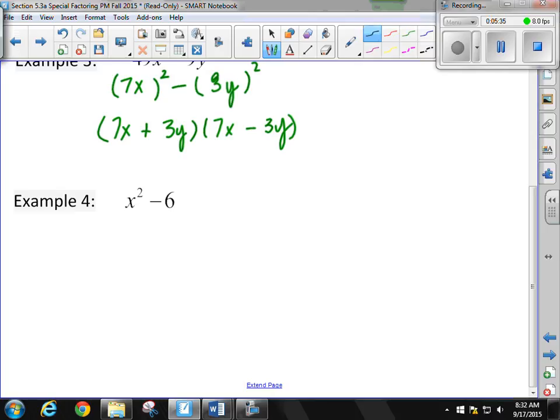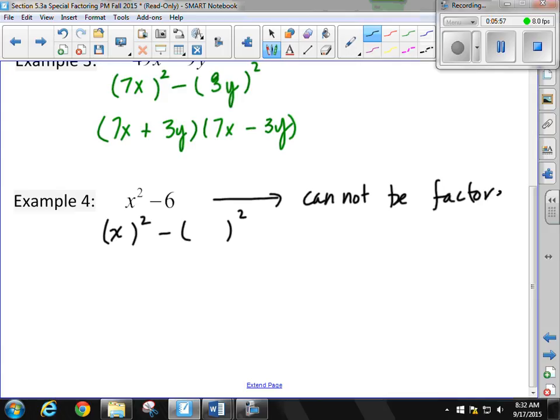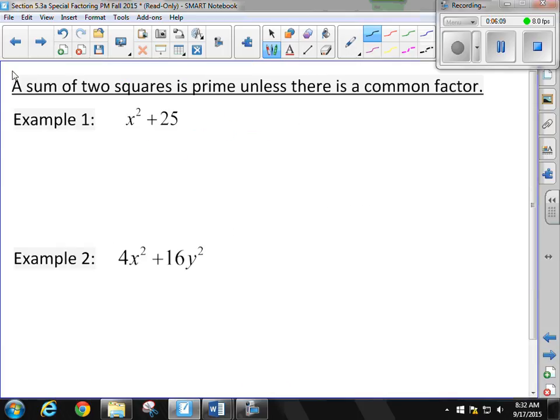X squared minus 6. Can I write this as something squared minus something squared? X times x is x squared. But 6 is not a perfect square, so using this method over the integers, this cannot be factored, because I cannot write 6 as something squared. And a sum of two squares is always prime unless there is a common factor.